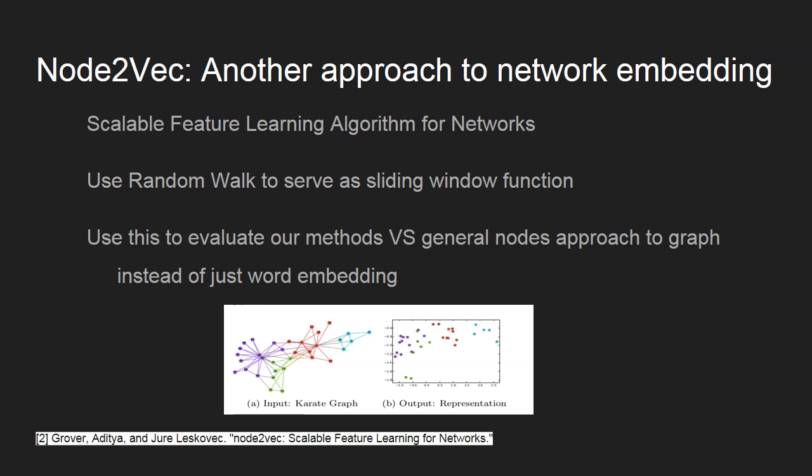Input a graph and output would be a set of representations. It is also a good baseline to see how good our own implementation is at word embedding compared with the general node approach to graphs. Also, we would use this node2vec algorithm here for non-directed graphs.